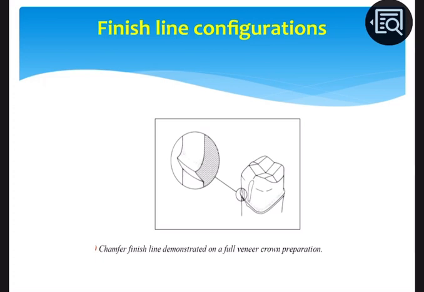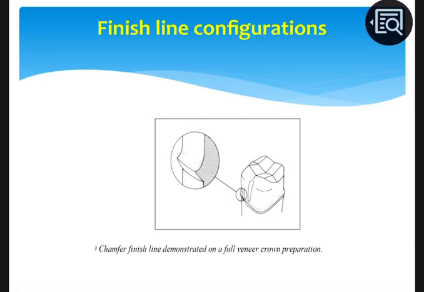So remember, the chamfer finish line we will provide for all metal. For all metal, we will provide the chamfer finish line, and the width of the chamfer finish line should be 0.5 millimeter. Okay, I am repeating again: for all metal we will provide the chamfer finish line, and the depth and the width of the chamfer finish line is 0.5 millimeter.